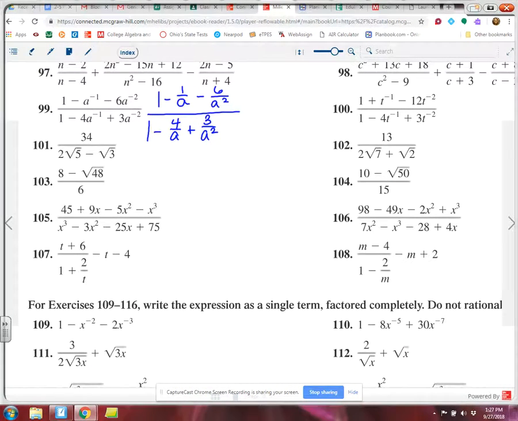Okay, so we're going to treat this like two separate problems. We're going to do the numerator, we're going to do the denominator, then we're going to divide them. What is the LCD in the numerator? A squared. So this one needs multiplied by a squared over a squared. This one, yeah.